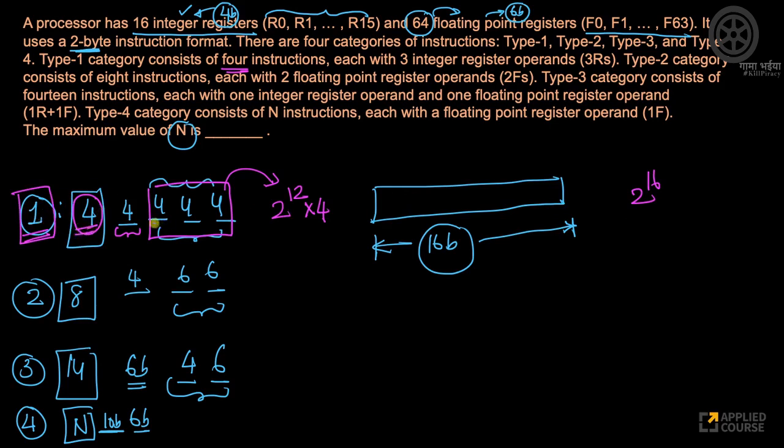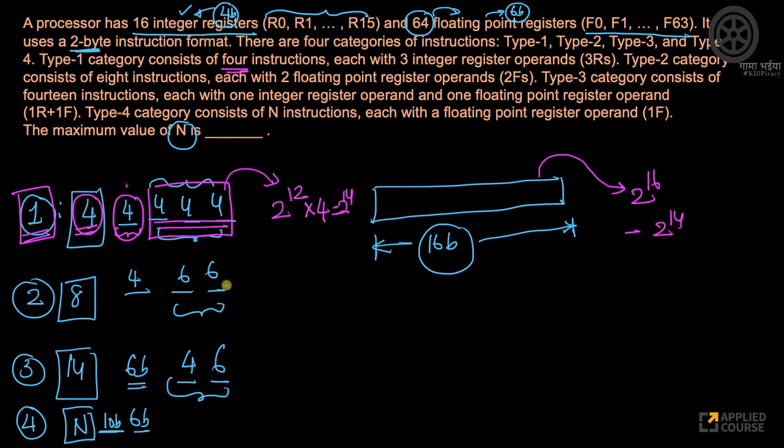And in type 1 instructions, these 12 bits will correspond to addresses of 3 registers. So there are a total of 4 into 2 power 12. This 4 is 2 power 2, so a total of 2 power 14 type 1 encodings are possible. Again, what are we counting here? See, there are only 4 distinct instructions, but how many bit encodings are possible? This is the number of bit encodings. The total number of bit encodings with 16 bits is 2 power 16. Of these, 2 power 14 possibilities will correspond to type 1 instructions.